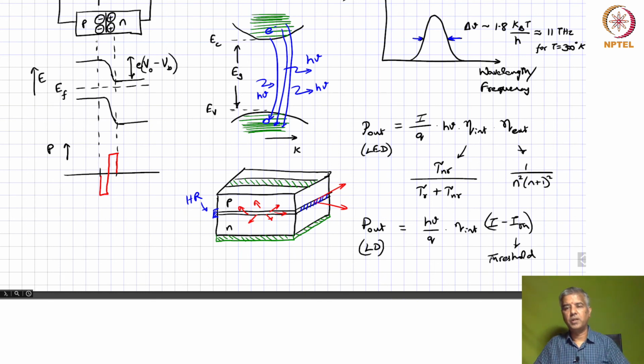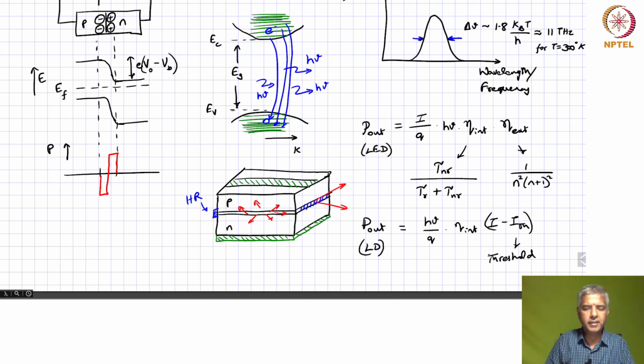The threshold condition corresponds to where the gain in the semiconductor material, which is a function of the injected current, overcomes the loss inside this cavity, and this is what is called a Fabry-Perot cavity. So once you overcome the loss, then only can you sustain oscillation, and then you can have laser emission.